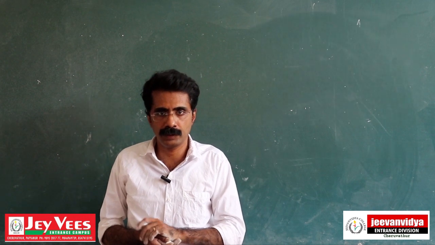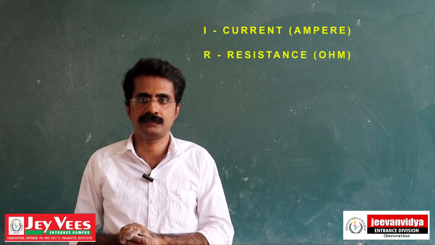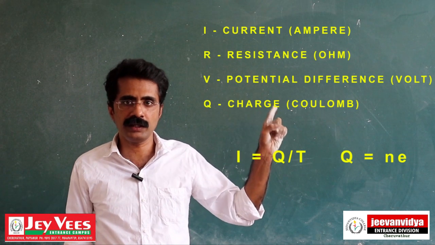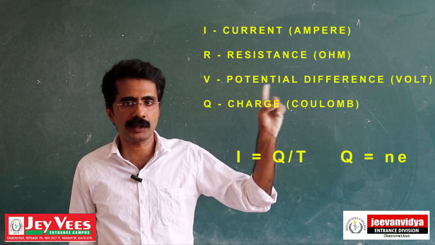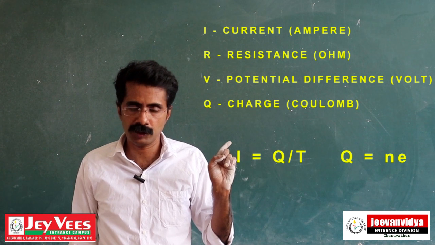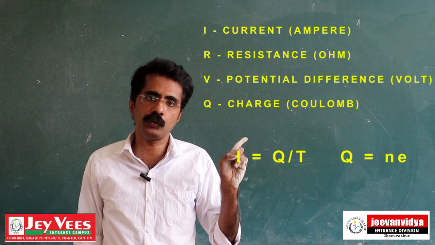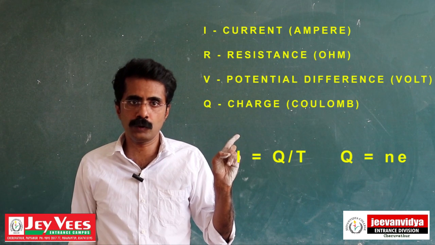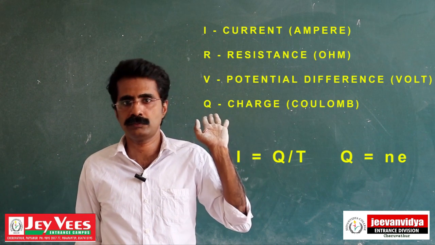Okay. In short, I is the current, unit is ampere. R is the resistance, unit is ohm. V is the potential difference, unit is volt. Q is the charge, unit is coulomb. I is equal to Q/t, Q is equal to NE. N is the number of electrons, E is the charge on an electron.